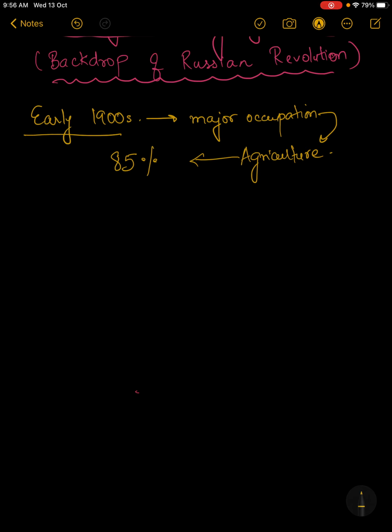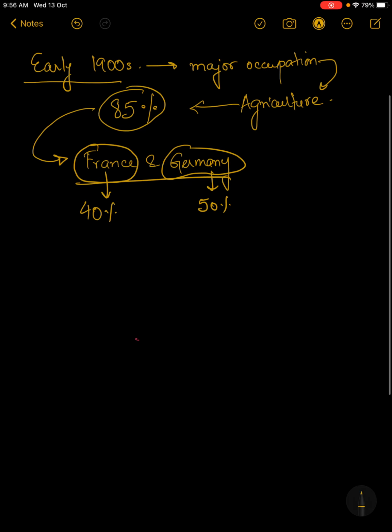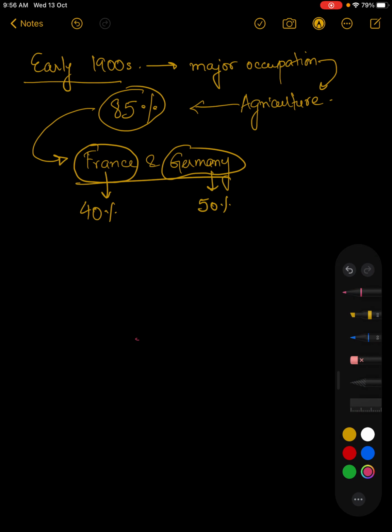Now, this is a bit weird because if I compare it to other European countries like France and Germany, you will realize that in France, the percentage of people directly involved in agriculture was just 40%. And in Germany, it was at least half, so 50% of the population. But in Russia, it's a staggering 85%. That's a pretty huge number, almost the entire population, so to speak.